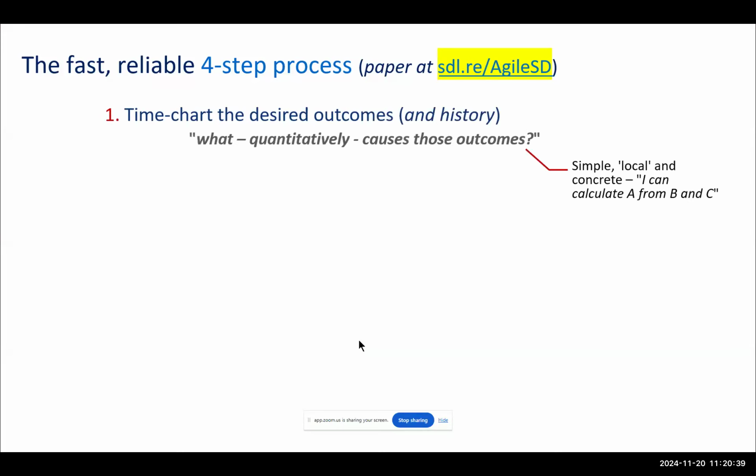What we then do is ask what causes those outcomes, but we're not asking here for people's opinions. We're asking here for evidence. We're asking for simple, local, and concrete explanations for those outcomes. What do I mean by that? I mean that we want an explanation in the form of, I can calculate A if I know B and C. It's as local and specific, and you might feel initially relatively trivial, as that.